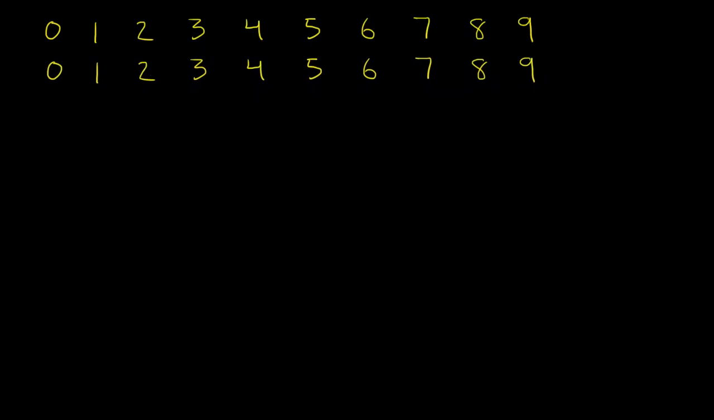Well, we know the next number is 10, which one way to think about it is it's a 1 followed by a 0. What's the number after that? Well, it's 11, which is a 1 followed by a 1. What's the number after that? Well, it's 12, which is a 1 followed by a 2. And then 13, 14, 15, 16, 17, 18, and 19.